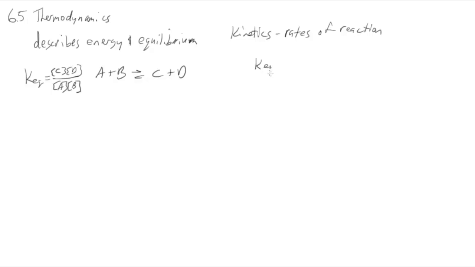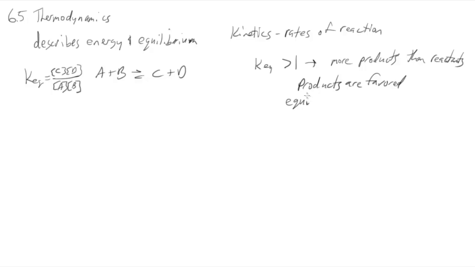So if KEQ is greater than 1, what does that mean? The numerator is greater than the denominator, which means that there's more products than reactants. And we'd say that products are favored by that reaction. Or as it's drawn here, the equilibrium lies to the right.